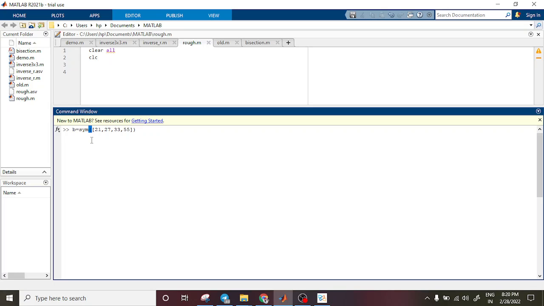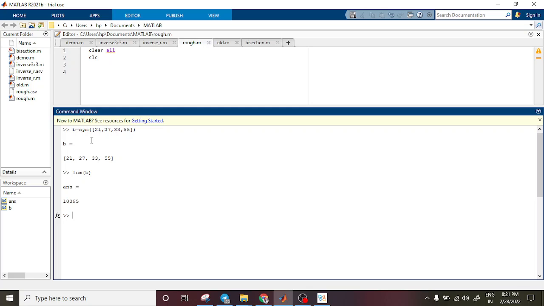So now these are written in the symbolic form. If I press enter, these are the numbers. Now I have to find the LCM of these numbers from that B. So I will write down LCM of B. Now this will be the answer.